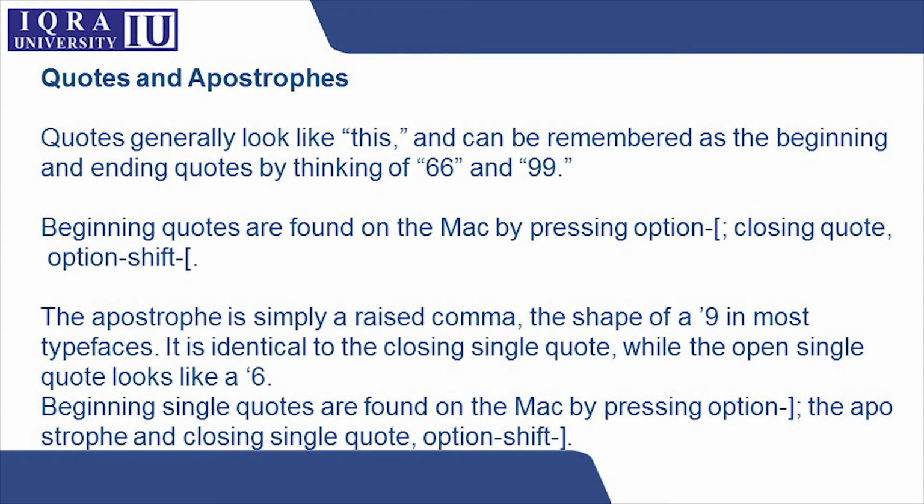The apostrophe is simple, a raised comma, the shape of a 9 in most typefaces. It is identical to the closing single quote, while the open single quote looks like a 6. Take a look at the screen if you want clarity on what I'm saying. Beginning single quotes are found on the Mac by pressing Option and the bracket key, and closing single quotes by Option and Shift with the closing bracket. This will give you a single 6 at the beginning and a single 9 at the closing. While in quotations, you can use the double commas that look like 66, and close it with 99-looking commas.